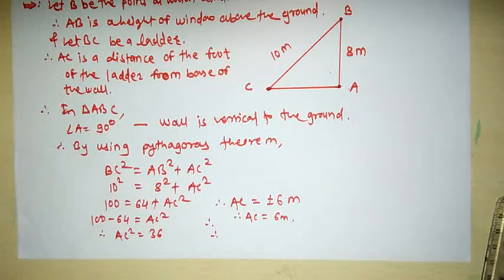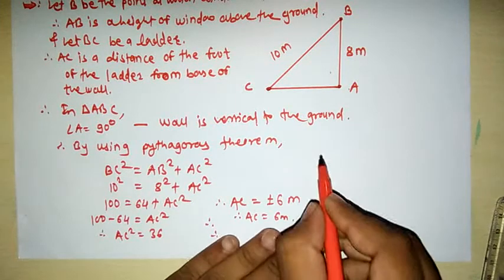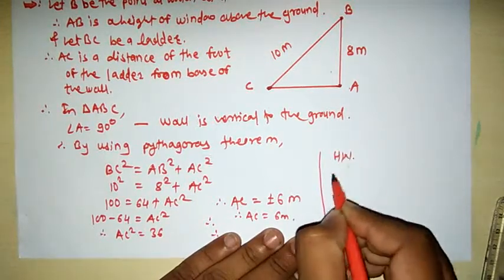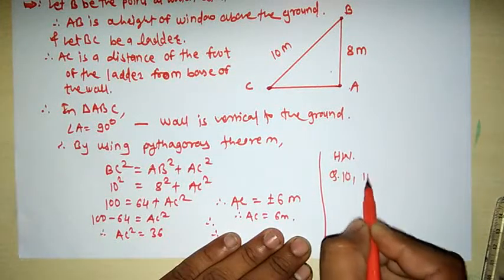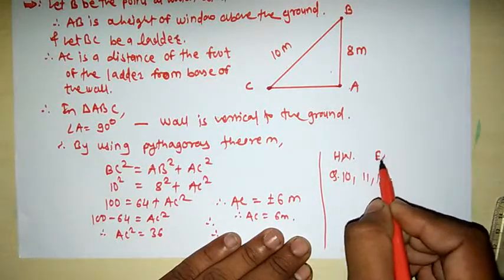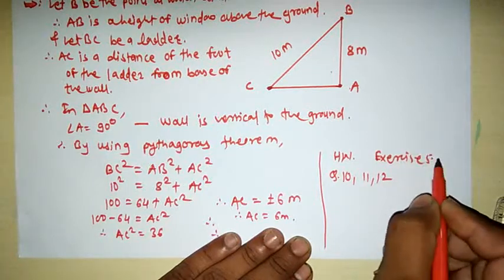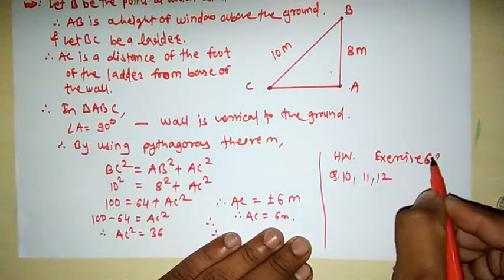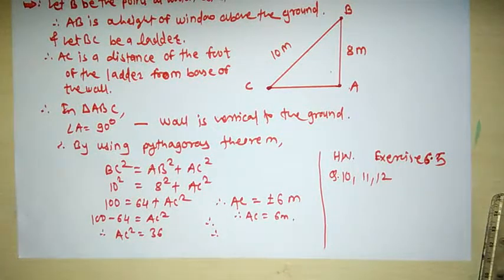Now these are the solutions for yesterday's homework, and now I will give a homework. Write down the homework. Homework questions are question number 10, 11 and 12 from exercise 6.5. Try to solve these questions.